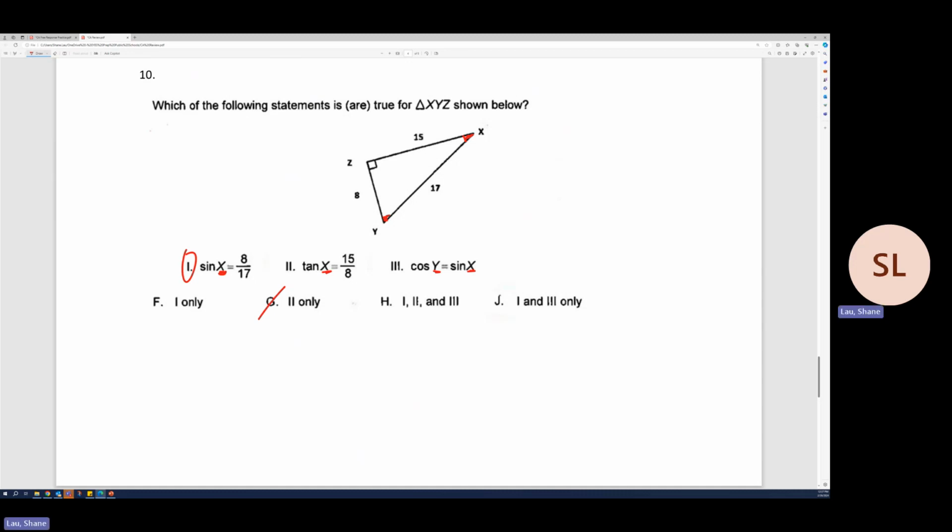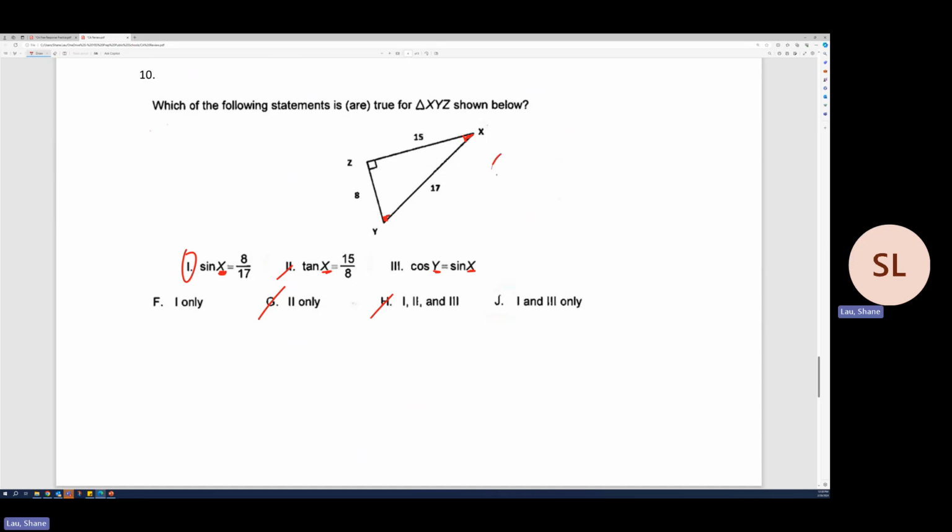2, tangent x is equal to 15 over 8. Remember, we're working with tangent x. Tangent is opposite over adjacent, but not adjacent over opposite. So 15 over 8 is not correct. Because 8 is the opposite, 15 is the adjacent. Therefore, anything with 2 is incorrect.